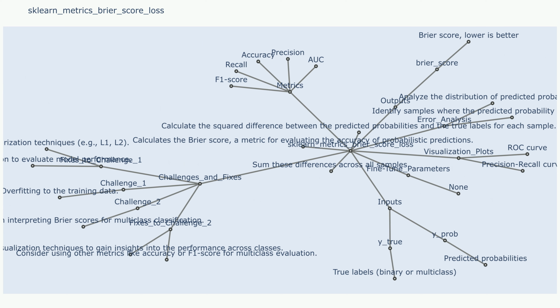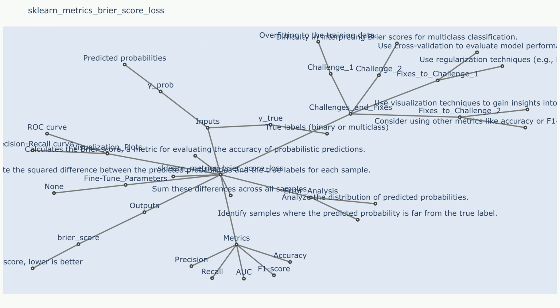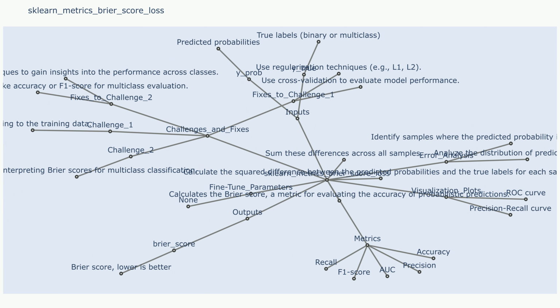Outputs: score. This is a single floating point value that represents the Brier score. Lower values indicate better performance, with a perfect score of 0 indicating perfectly accurate predictions.